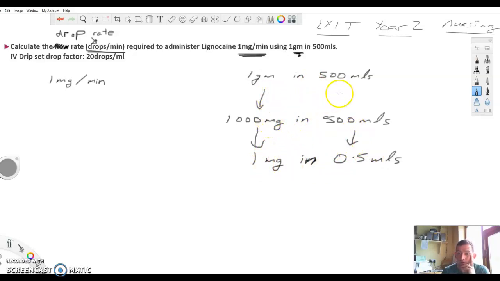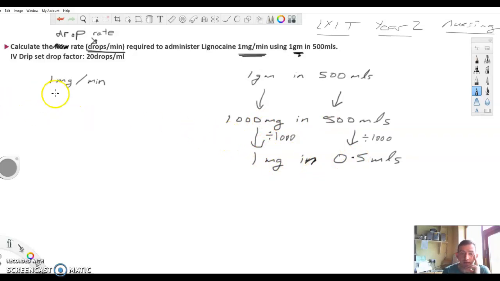So what did we do? We changed grams into milligrams. So 1 gram is equal to 1,000 milligrams. So we know we have 1,000 milligrams in each 500 mils. Then we can go for 1 milligram, divide by 1,000 here, and we must do the same here to keep the balance. So 1 milligram is contained in every 0.5 mils.